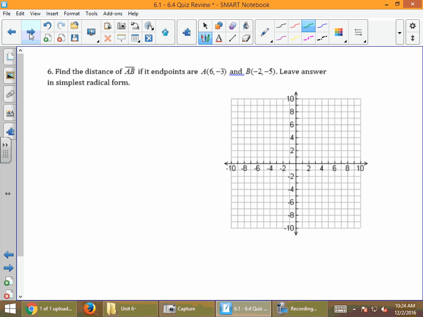So next one. 6, negative 3. I feel like you did this one. 6, negative 3, right there. Negative 2, negative 5. And I connect that segment. And that's the segment I'm looking at.